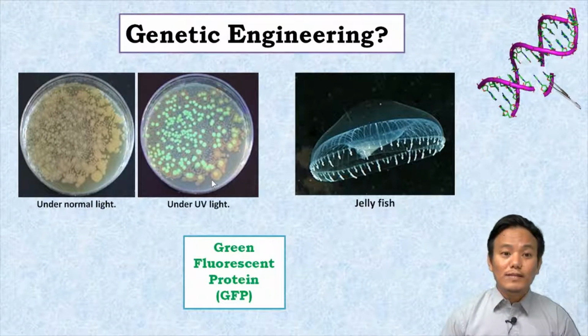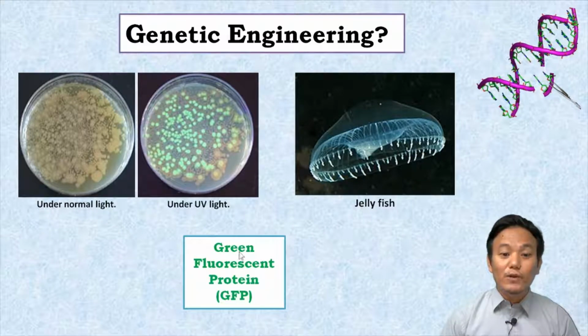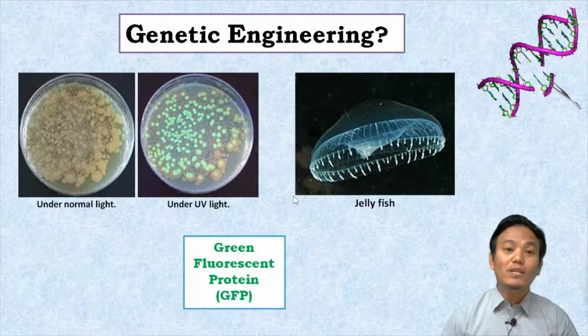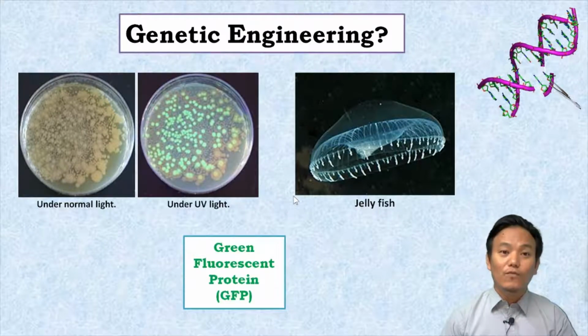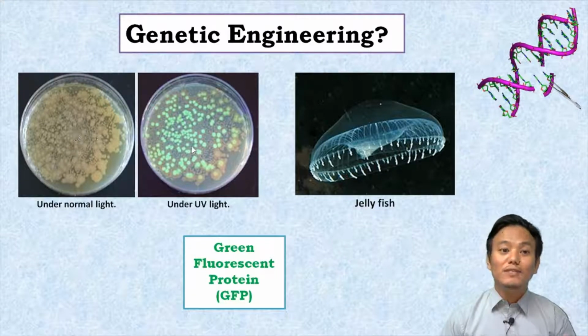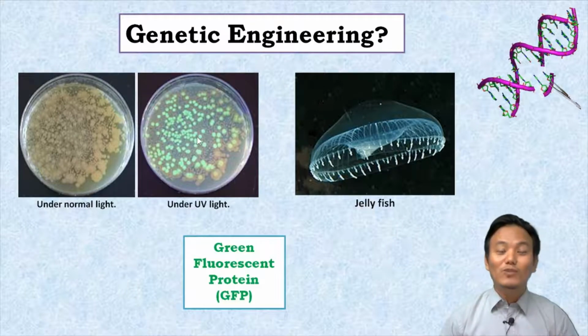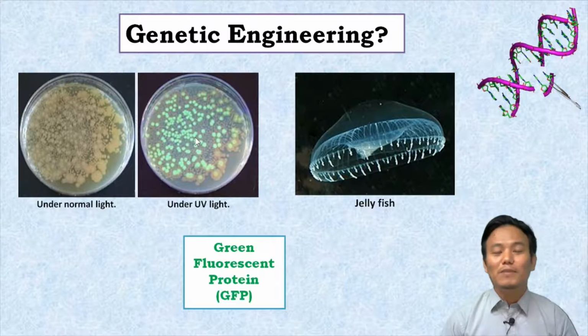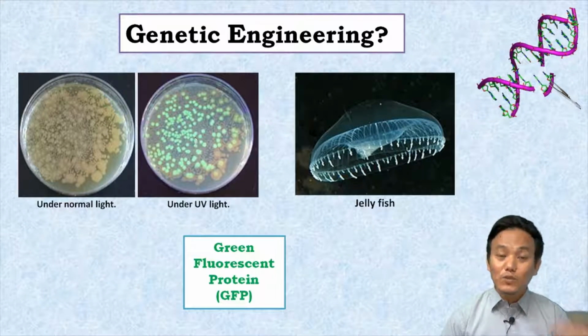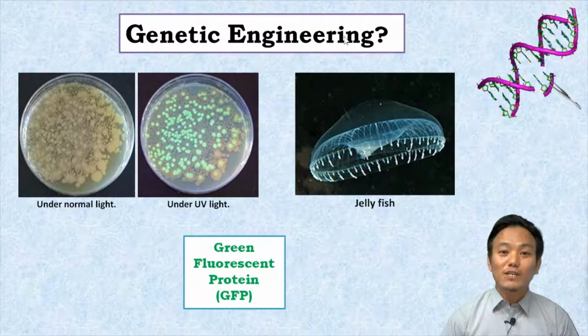So let's imagine another way. Instead of taking the gene for green fluorescent protein, if we take the gene for human insulin from the human being and insert it into the bacteria, what will the bacteria do? They will start producing human insulin hormone, and we can take that human insulin hormone and inject it into diabetic patients. That is useful for human beings, right? So that is biotechnology.